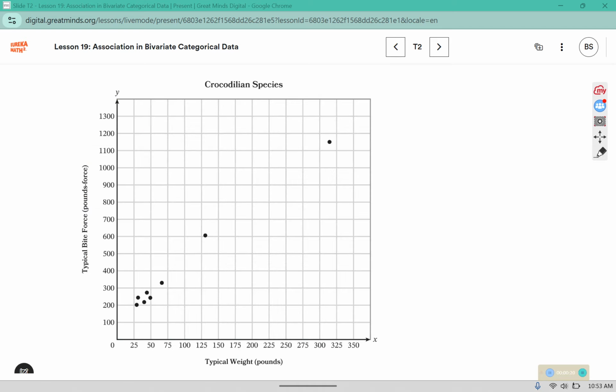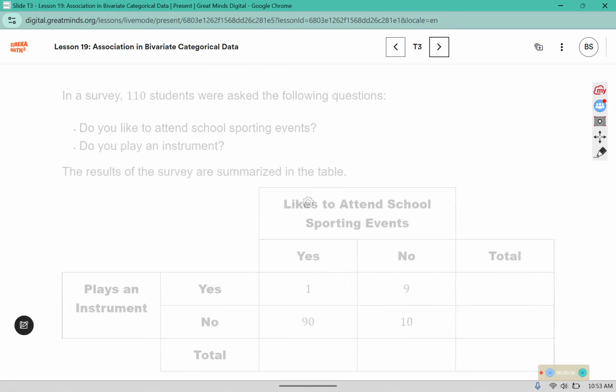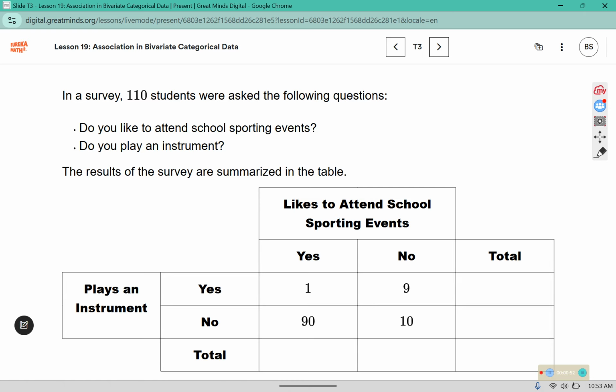When we were looking at two variables, such as weight and bite force, using quantitative data, we were able to look for associations or trends based on the shape that it made on the graph. We said this was a linear association and that it was positive because it was going up as we moved to the right. With qualitative data, we have to look for other ways to determine an association.